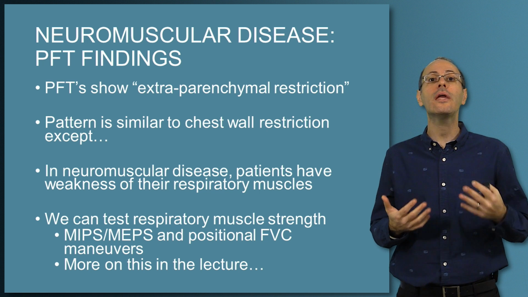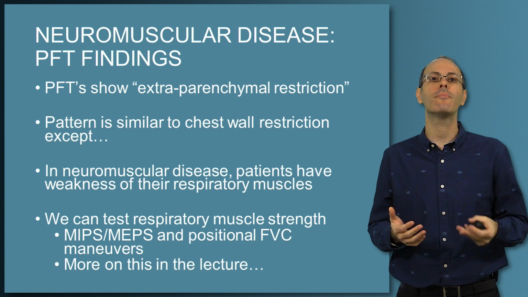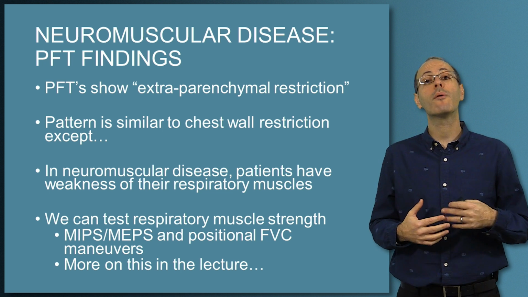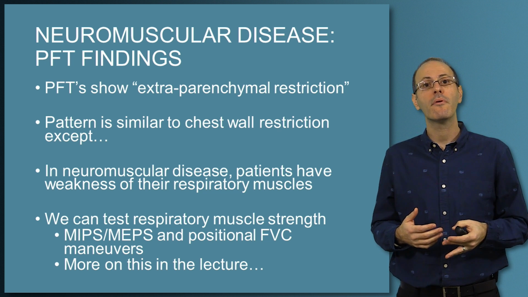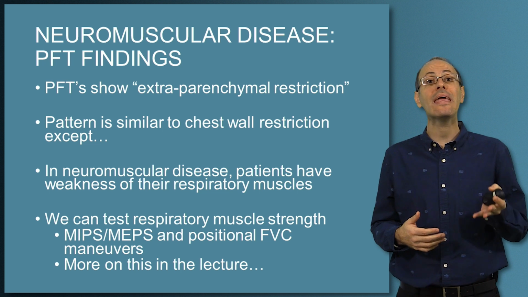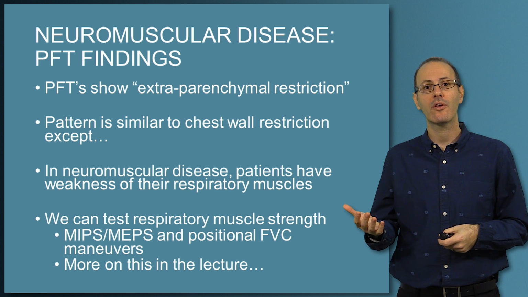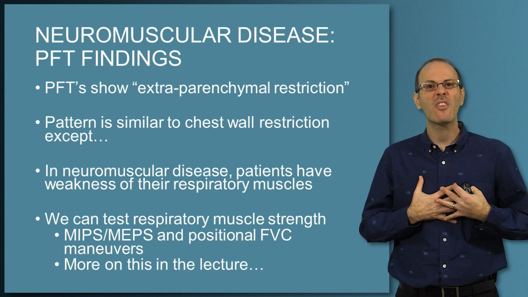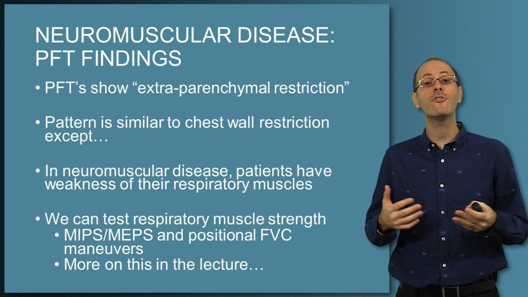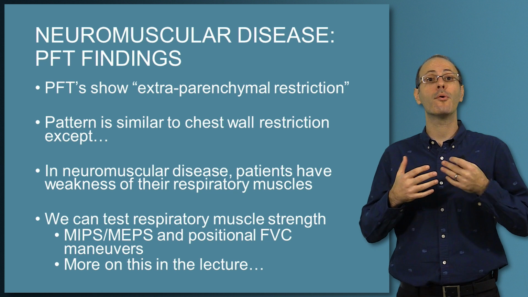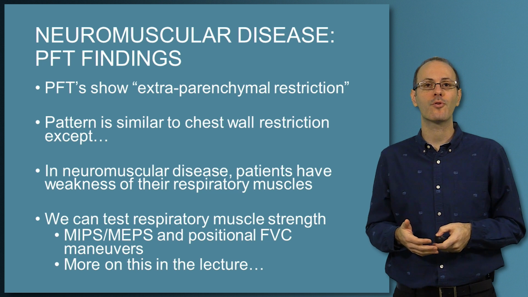But these patients have weakness in their respiratory muscles, and we can do testing specifically to look at respiratory muscle strength. We're going to talk more about this in the lecture, but in particular, the tests we can do are things like MIPs and MEPs. MIPs stands for maximum inspiratory pressures, and MEPs stands for maximum expiratory pressures. And these allow us to do tests to check the muscle strength. We also do positional vital capacity maneuvers, where patients will do their forced vital capacity both sitting and then lying down, and we see changes based on respiratory muscle strength.